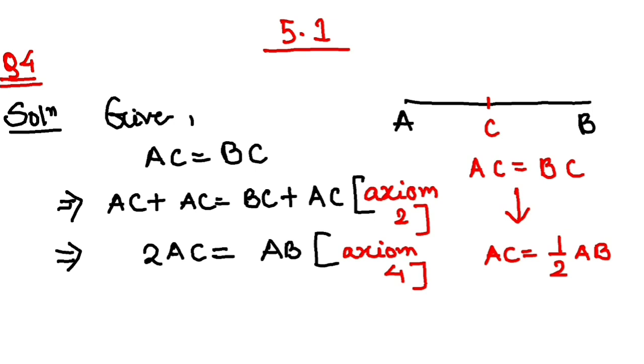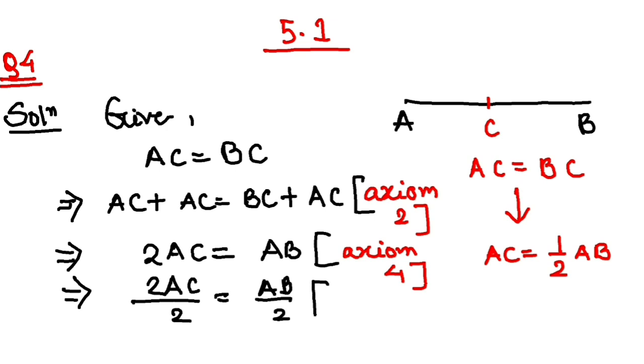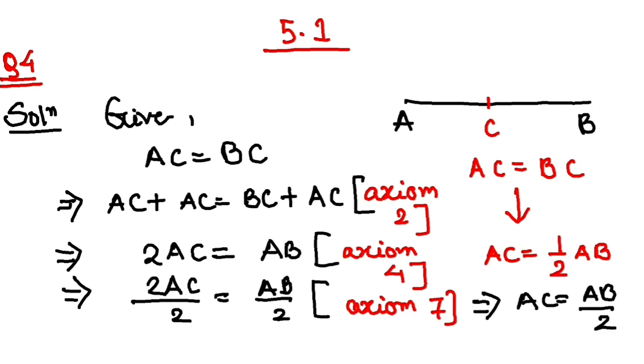So now what I'll do, I'll divide, take half from both sides. Things which are half of each other, that is which axiom? That is axiom 7, right? So finally I have AC is equal to AB by 2 or half of AB. This is what you needed to prove.